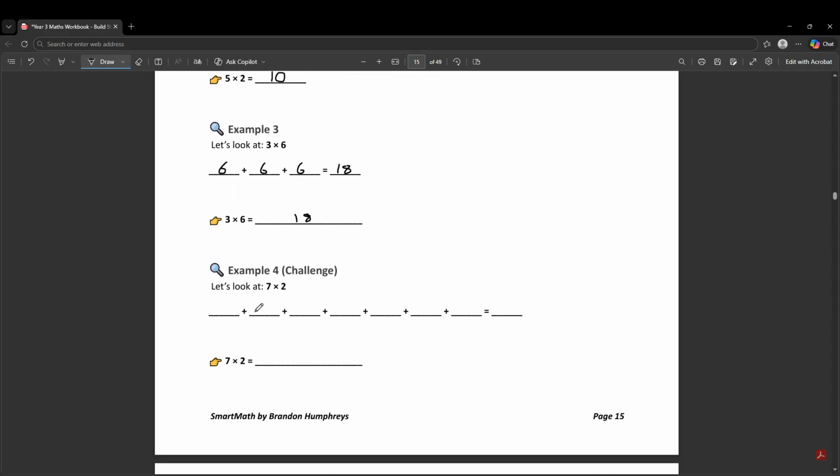Alright, now to a slightly longer one. Let's have a look at 7 multiplied by 2. So again, this is simply just going to be 7 groups of 2, which can be written as a lot of 2's here, but 2 plus 2 plus 2 plus 2 plus 2 plus 2 plus 2, which will be equal to 14.